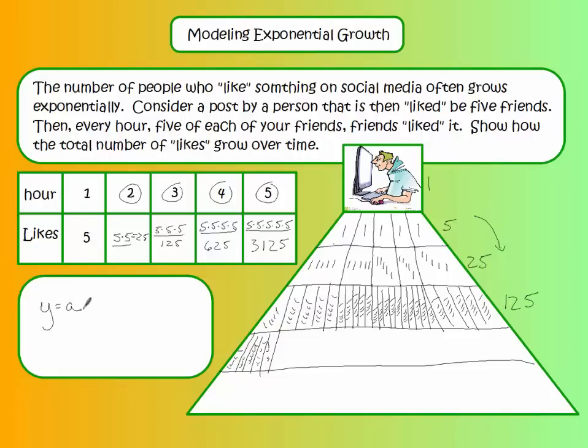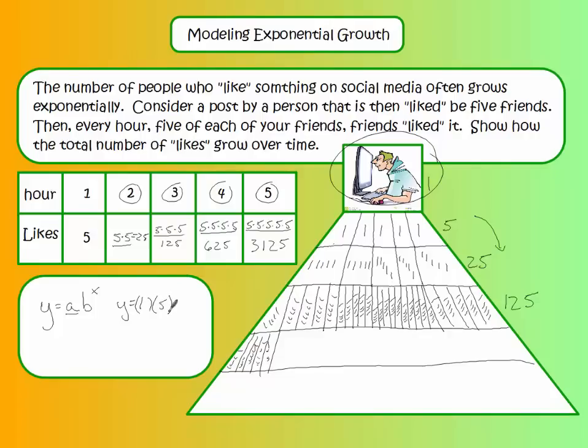y equals a b to the x. Remember, a is the initial starting value. Well, how many people liked it at first? Well, just me, right? The one person sent it out. So a is going to be 1 here. Now, what's the growth factor? Okay, so how much is this growing by each time, right? It's growing by 5 people, right? 5 more people like it every time, right? So the growth factor is this 5. All right, so the b value here is 5.